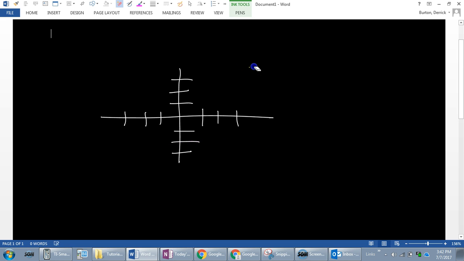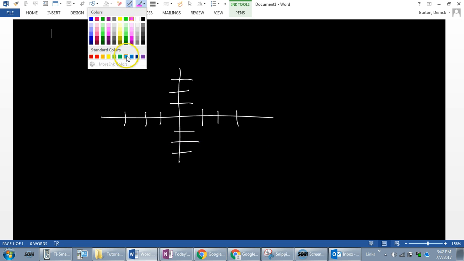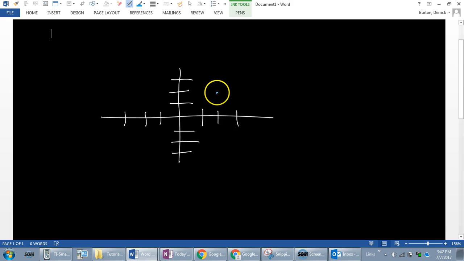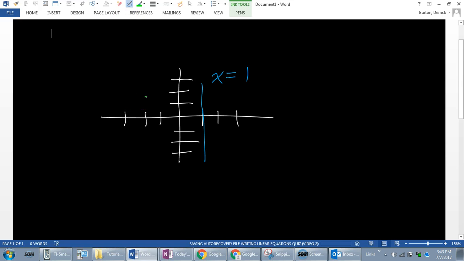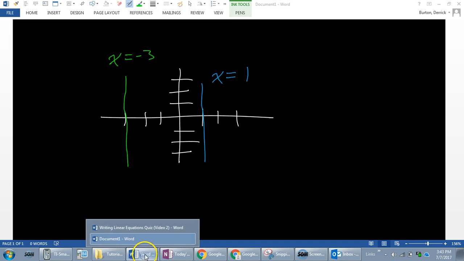Now what about vertical lines? Say if I have a vertical line right here. Vertical lines have the equation x equals a number. What do you think the number is going to be? Positive 1. All right, let's do just one more. If I put a vertical line over here, what's going to be the equation? That's right, x equals negative 3. So remember, if you have a vertical line, it's going to be x equals a number. If you have a horizontal line, it's going to be y equals a number.